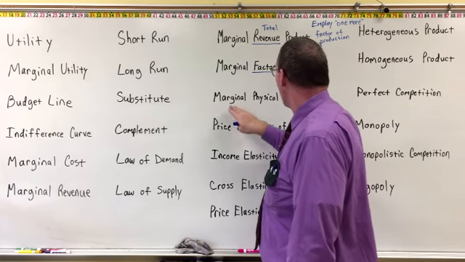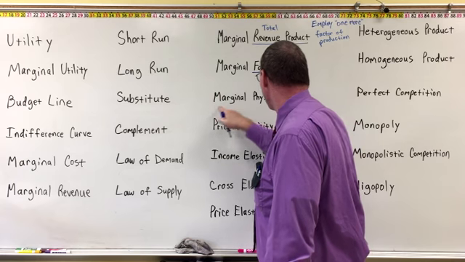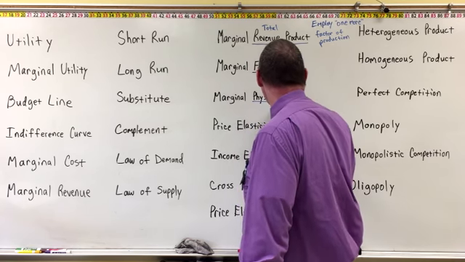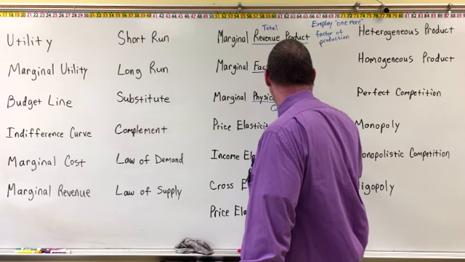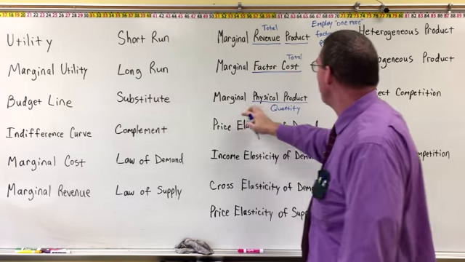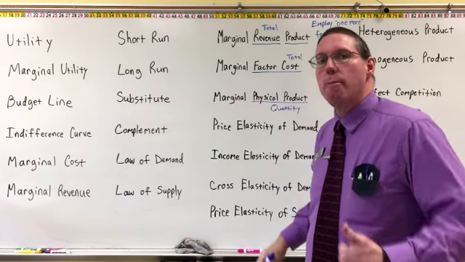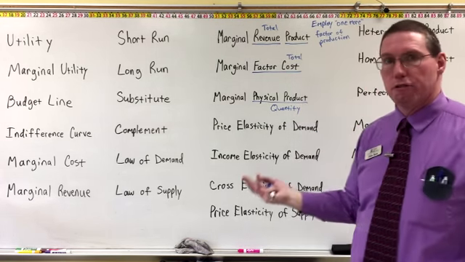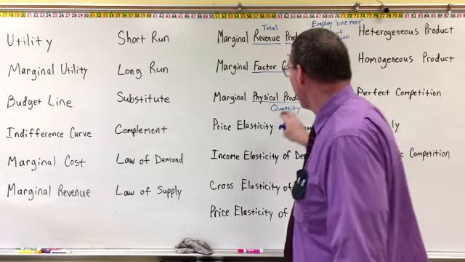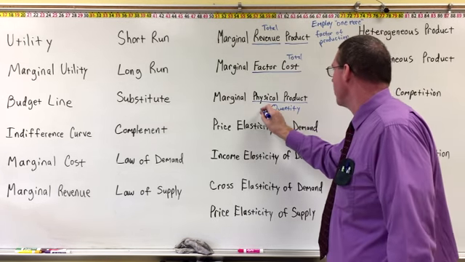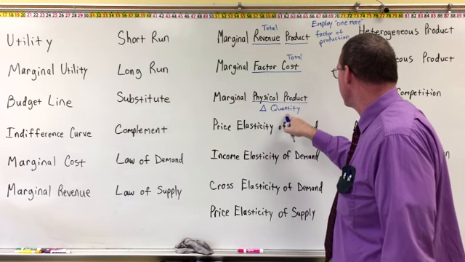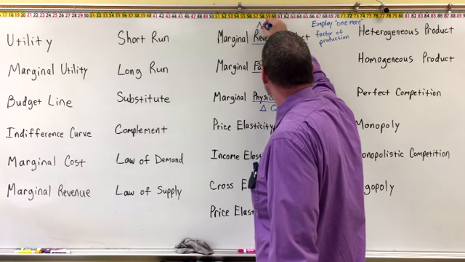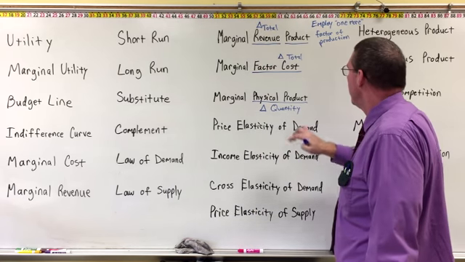And then marginal physical product, this has to do with quantity. Physical product is quantity. This is saying, how much will my quantity go up? How much more stuff will I produce if I employ one more factor of production? How much will my quantity change? So this is going to be the change in quantity, where this one is the change in total cost, and this one is the change in total revenue.